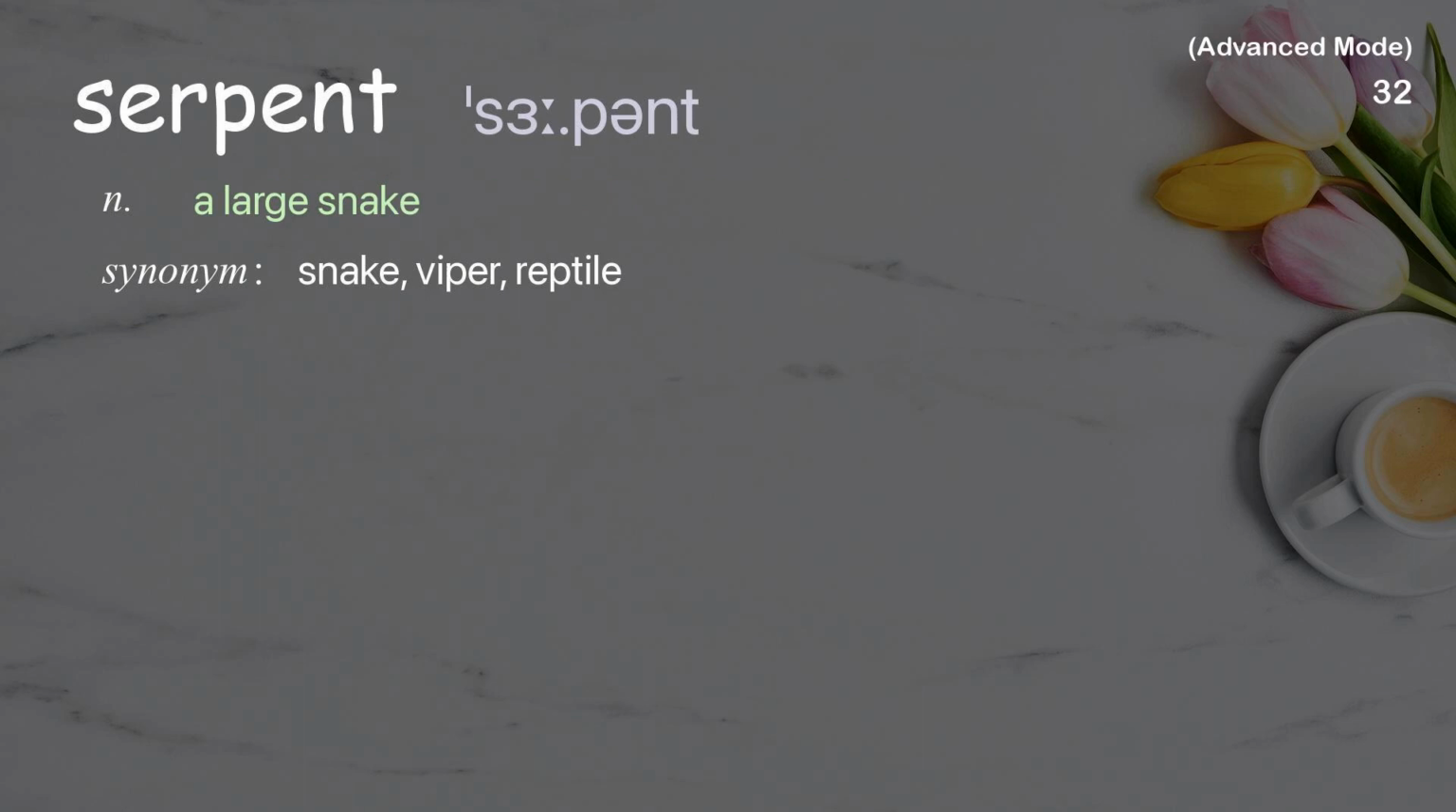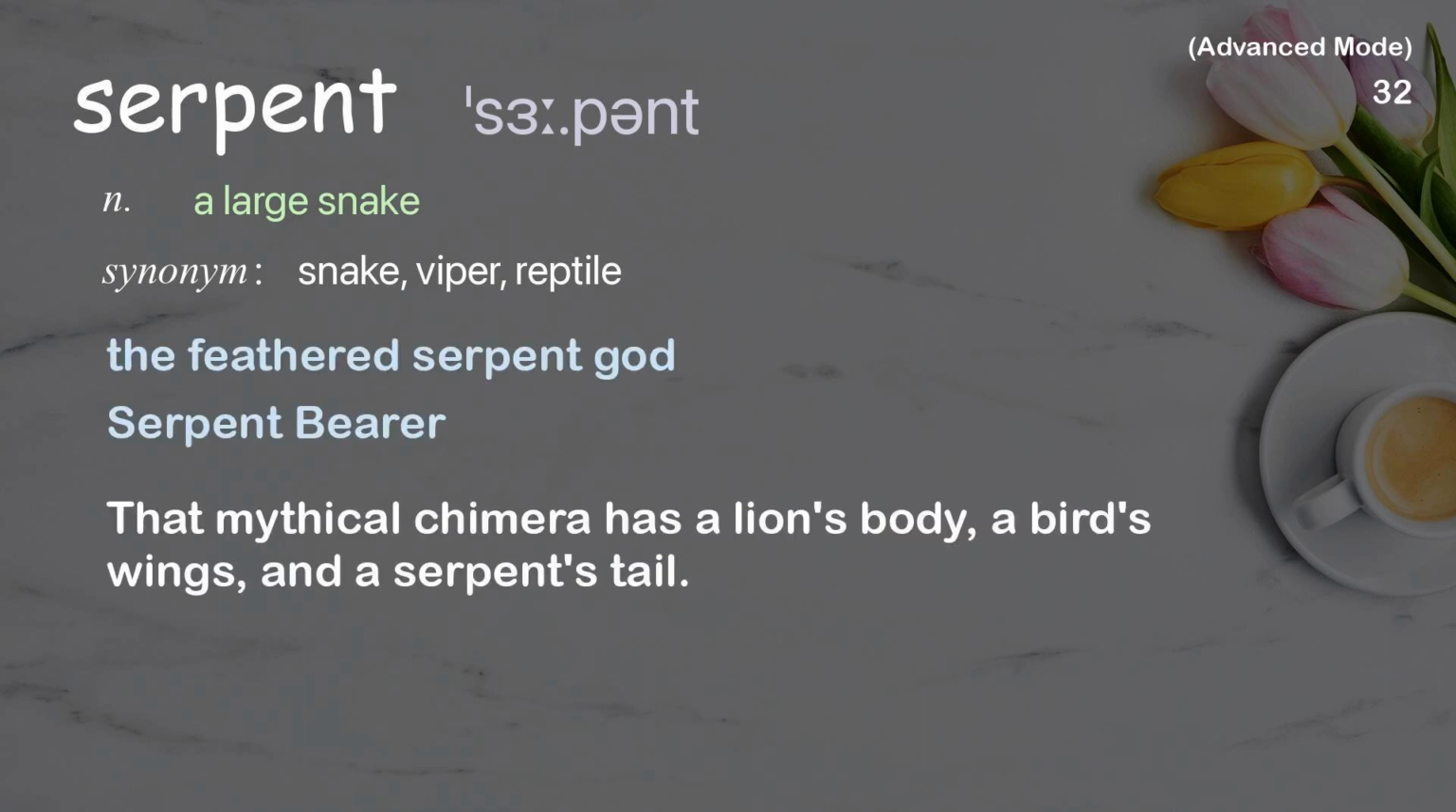Serpent. A large snake. Examples: The feathered serpent god. Serpent bearer. That mythical chimera has a lion's body, a bird's wings, and a serpent's tail.